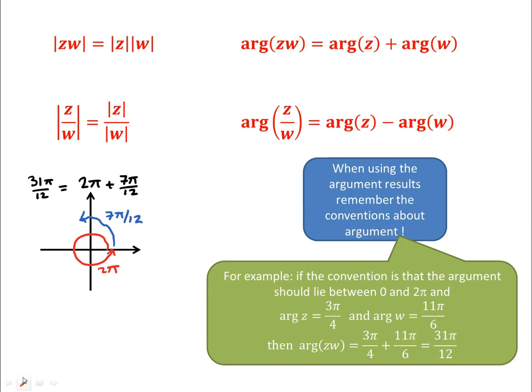So what we need to do is we just need to ignore that full circuit of 2 pi and say that our argument of 31 pi by 12 can actually be rewritten rather better as just 7 pi by 12. So rather than leaving the answer as 31 pi by 12, we'd write the answer as 7 pi by 12.